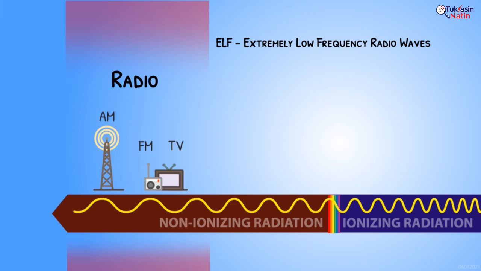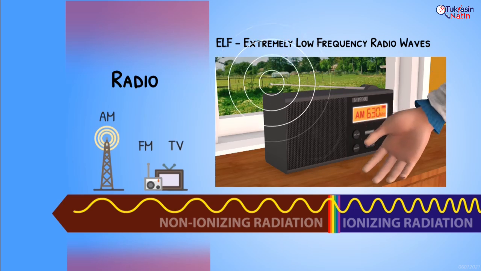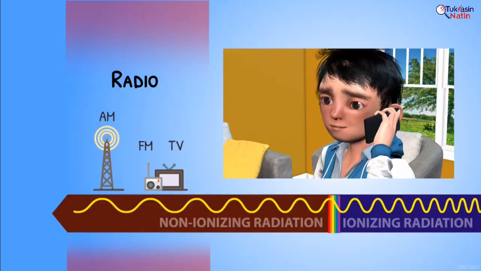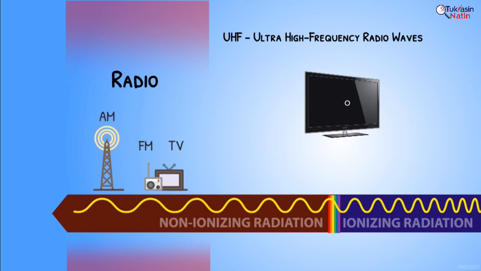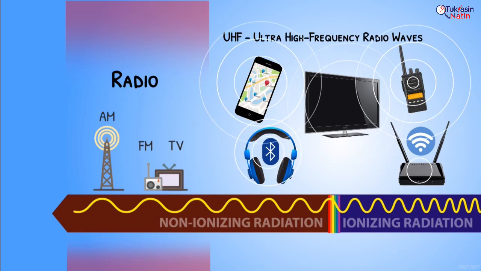Starting with ELF, or extremely low-frequency sources, for example, transmitted signals of AM radio stations, radio waves from FM radio stations, and cell phones. Yes, cell phones use a frequency that is known as UHF, or ultra-high frequency. The same transmission is used for other forms of communication, like TV broadcasting, GPS, walkie-talkies, Bluetooth, and Wi-Fi.